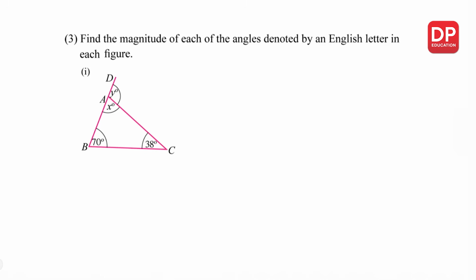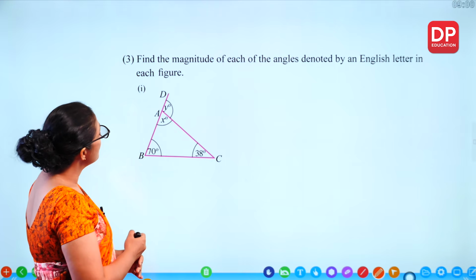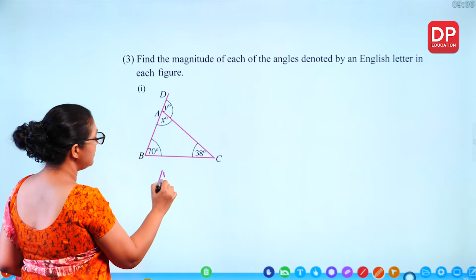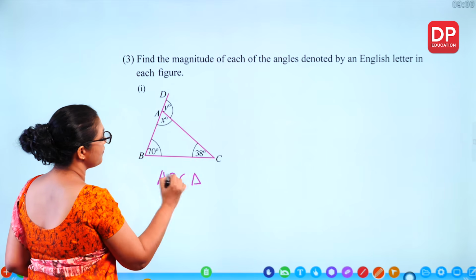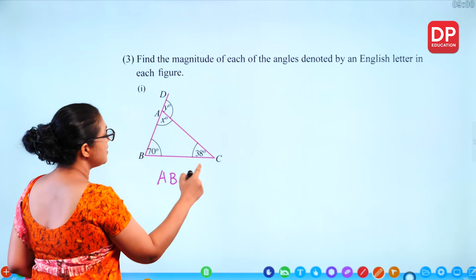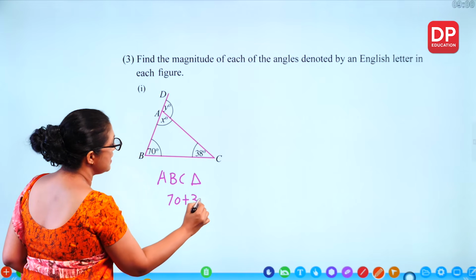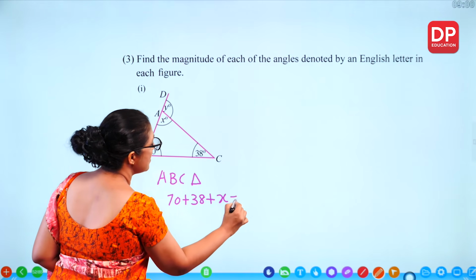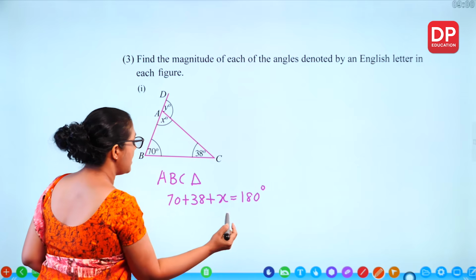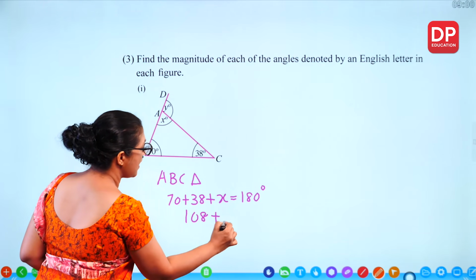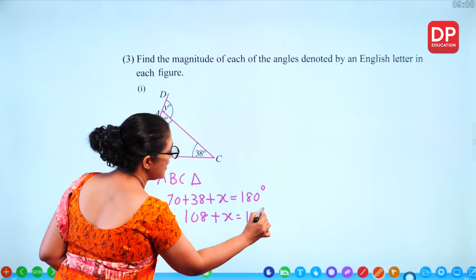Question number 3. Find the magnitude of each of the angles denoted by an English letter in each figure. So here 2 unknowns are there. So first we'll take ABC triangle. We know the angle sum is 180. So 70 plus 38 plus x is 180. Add these two, you get 108 plus x equals 180.